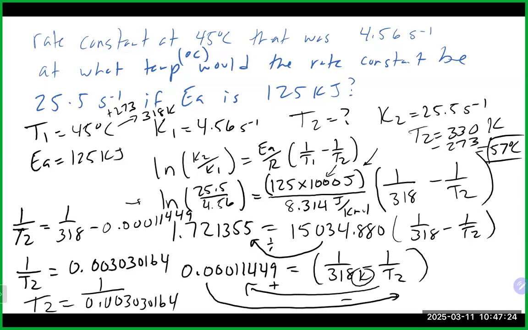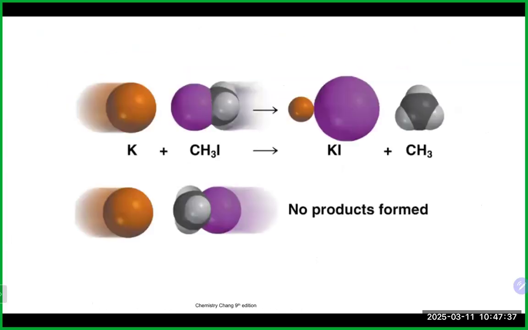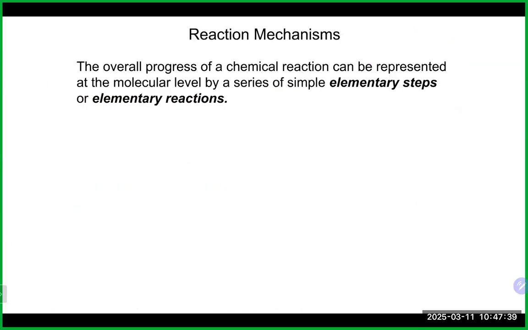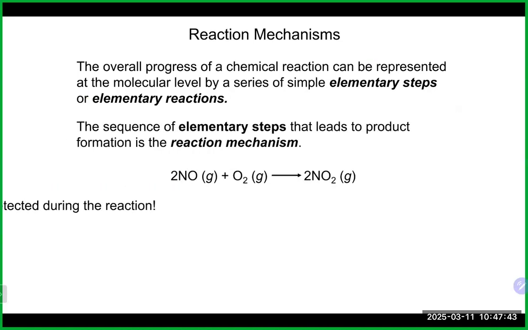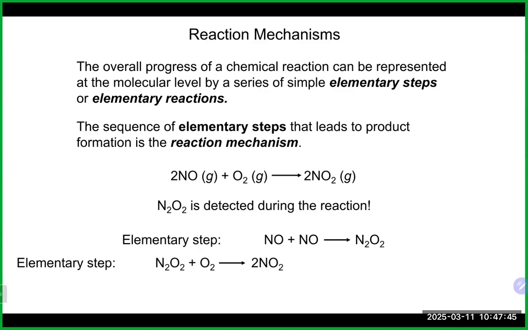So again, that's the Arrhenius equation, the 2-point version, to see how the temperature affects the rate constant, or again, like I said, activation energy and so forth. Any questions on that? All right. So the next thing we're going to talk about, and really the last thing in this chapter, is what is known as reaction mechanisms.